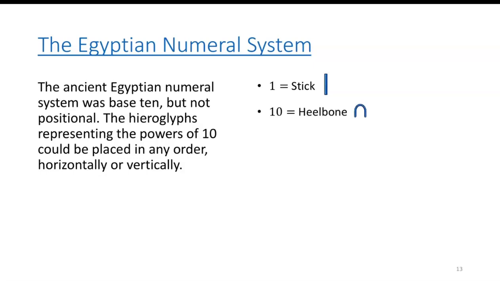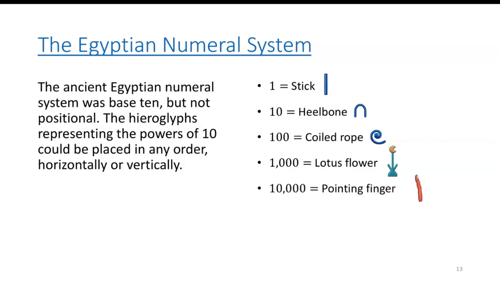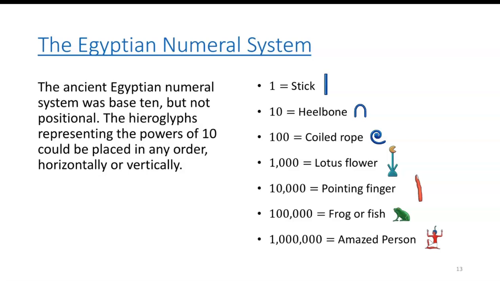A 10 was a heel bone, so essentially an upside down U shape. 100 is a coiled rope. 1,000 is a lotus flower. 10,000 is the pointing finger, so kind of like a stick, but thicker and more of a fingery kind of shape to it. 100,000, it could be a frog, could be a fish. That represents 100,000. And the largest we'll look at is the 1 million, which was the man in awe or the amazed person.